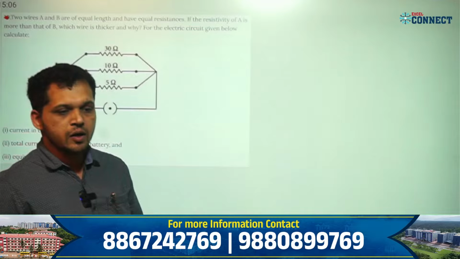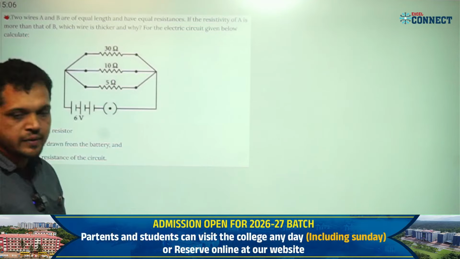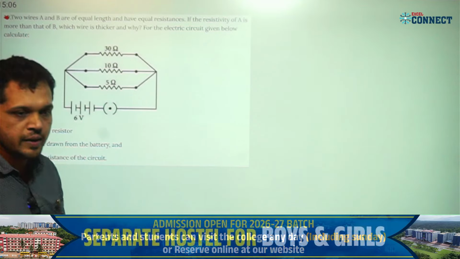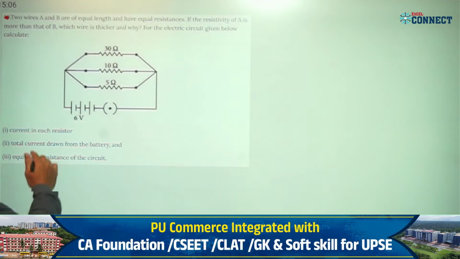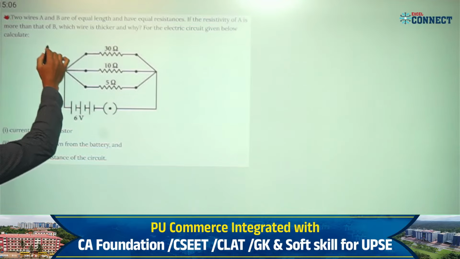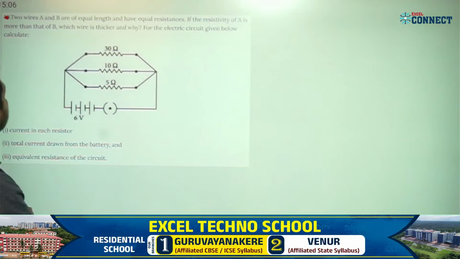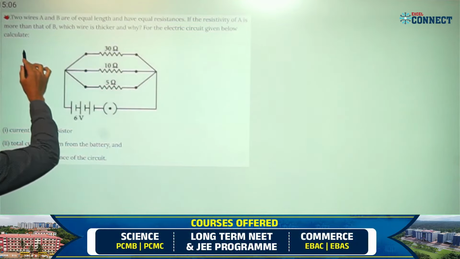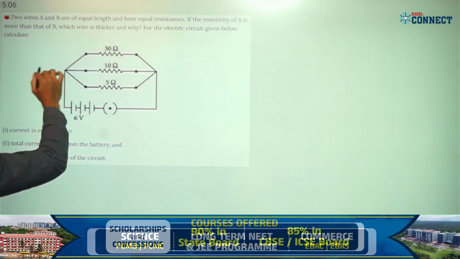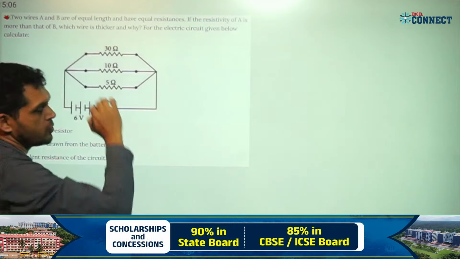Okay. First, this is one of the previously appeared questions in the CBSE board exam. Now here, the question is: Two wires A and B are of equal length and have equal resistances. If the resistivity of A is more than that of B, which wire is thicker and why?